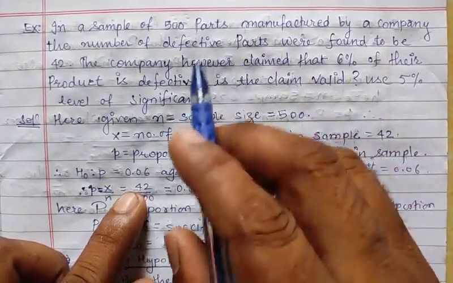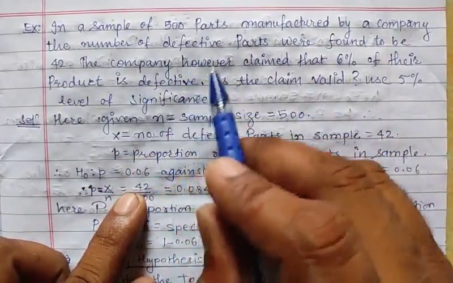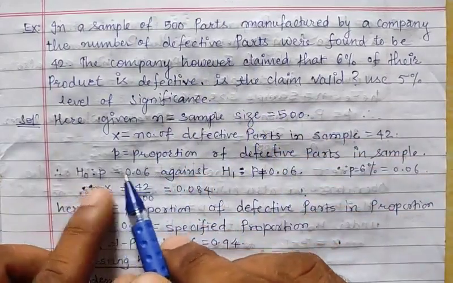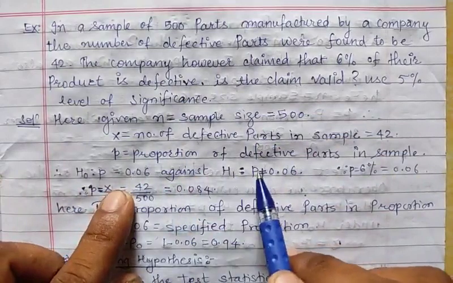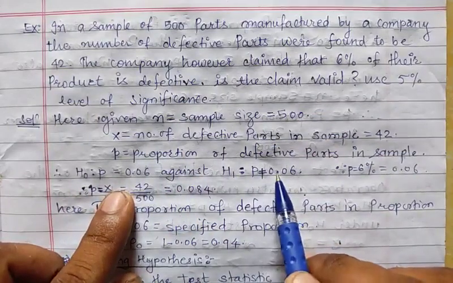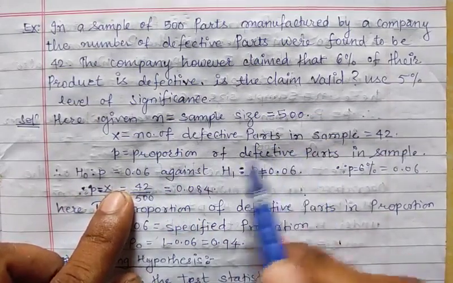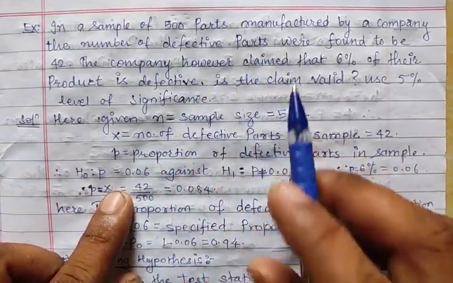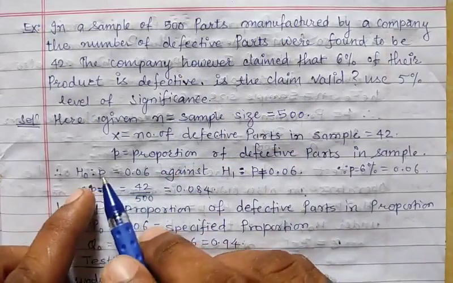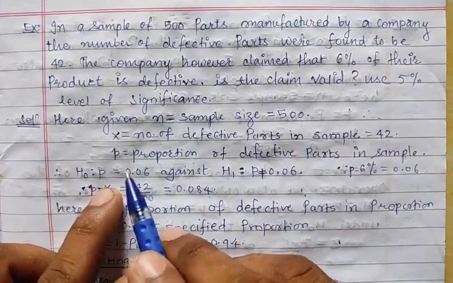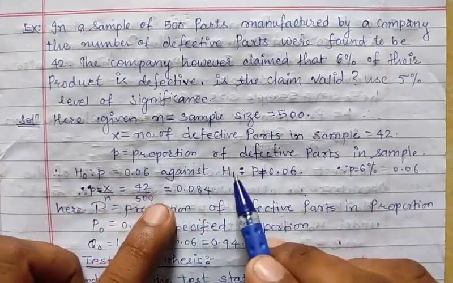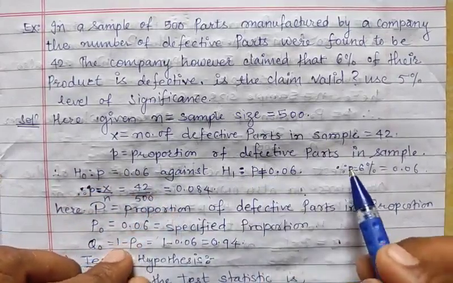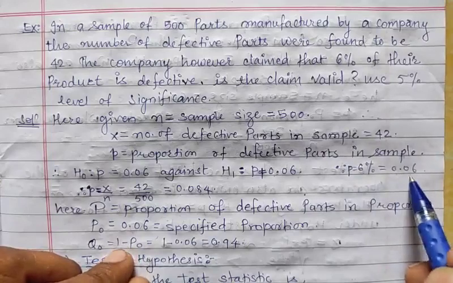Here there is no comparison given between any two products, so we will directly check H0 is P equal to P1 against H1 is P not equal to P1. Here we will check this as two-tailed because there is no comparison given between any two defective parts. So we check H0 is P equal to P1 against H1 is P not equal to P1. The value of P is 6%, which is 0.06.